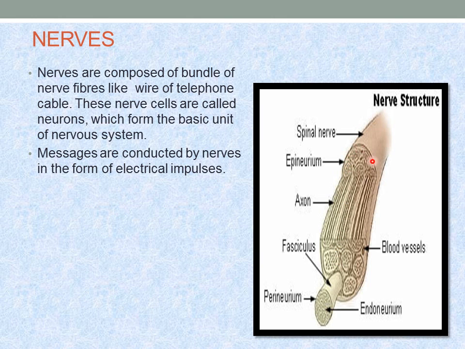So you can see they are a bundle together. Not a single nerve fiber is passing through from one place to another. They are in the form of a bundle, and each and every nerve cell in the bundle is called a neuron or a nerve fiber. So let us discuss this neuron in detail. Now let us move on to the next slide.